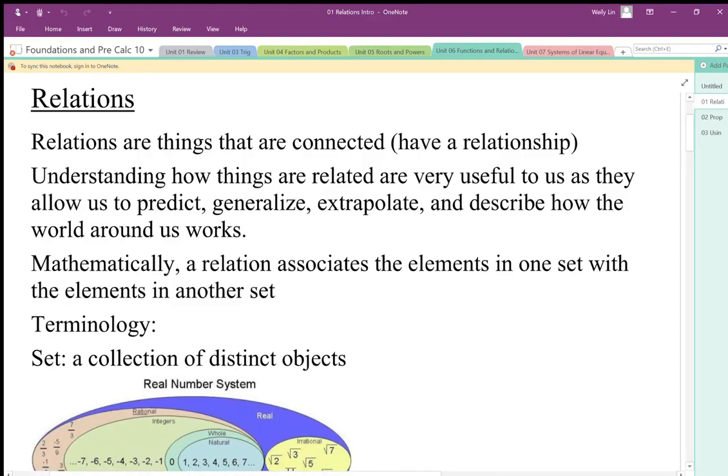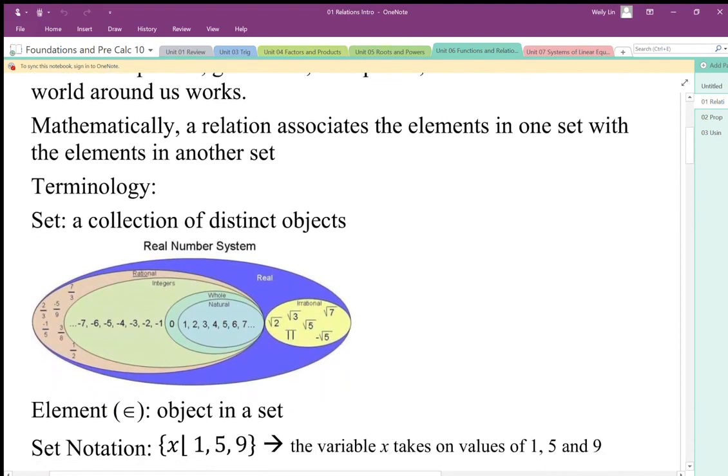So mathematically, when we look at relations, what relations do is they relate or associate elements of one set into another set. So the terminology that we need to understand is: what is a set? Okay, a set is just a collection of distinct objects. So a set could be, for example, the integers, or the real number system. Okay, so they can be numbers.